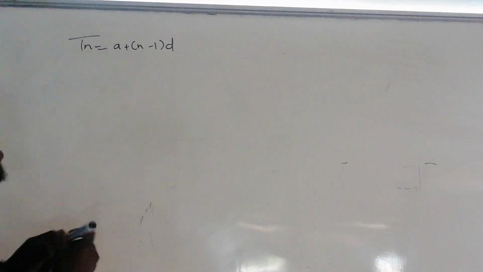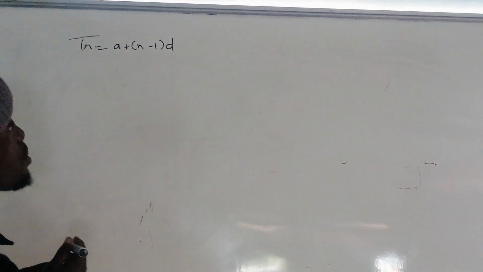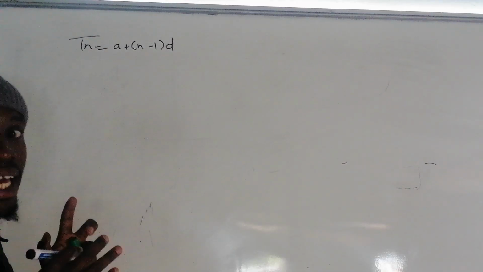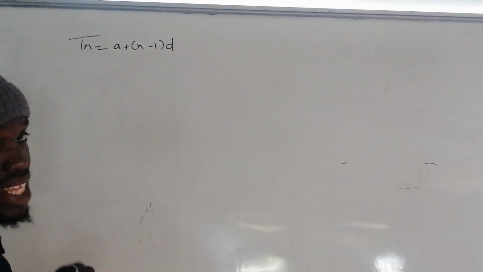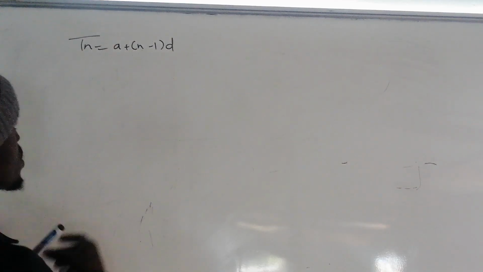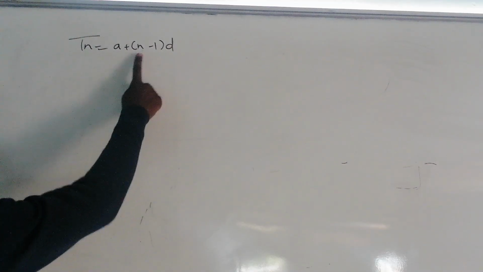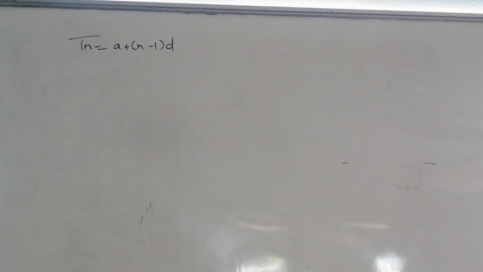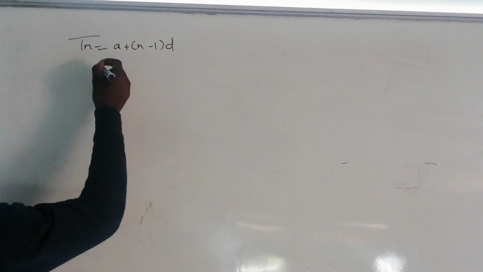So this is an arithmetic formula, or a linear number patterns formula, representing all the linear patterns or arithmetic patterns. It is also known as the last term. Make sure that you know that. We know that Tn is the nth term, a is the first term, n is the term number, and d is the common difference.